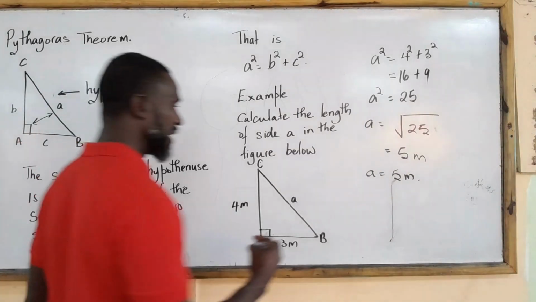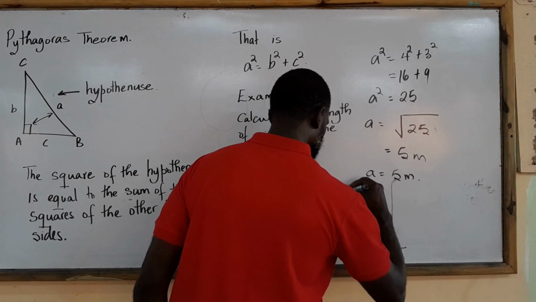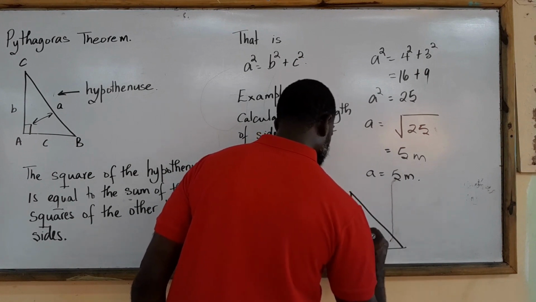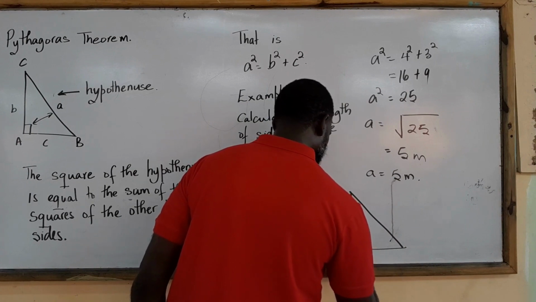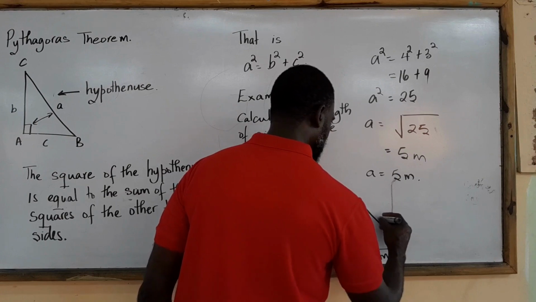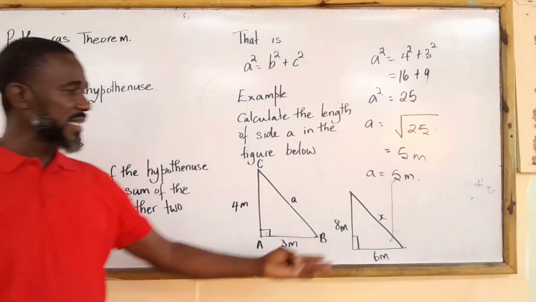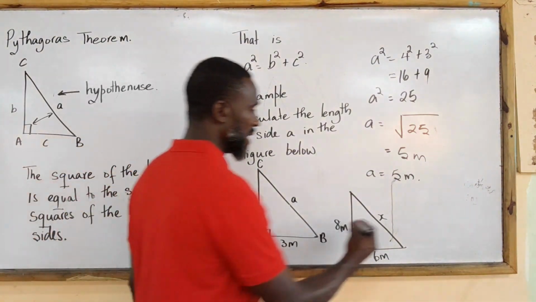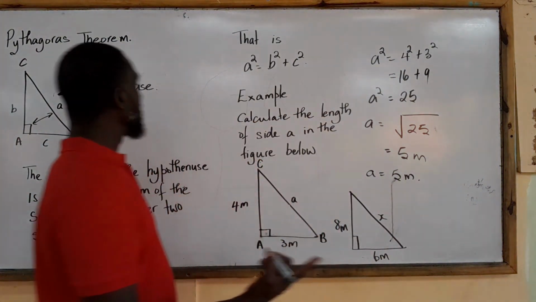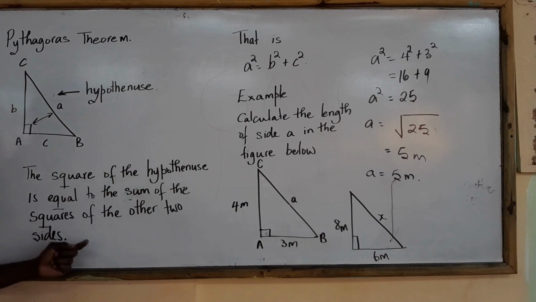In addition, if we had another right angle triangle, and these sides were 8 meters and 6 meters, then if we want to find the side marked X, we apply the same concept. Pythagoras theorem says the square of the hypotenuse is equal to the sum of the squares of the other two sides.